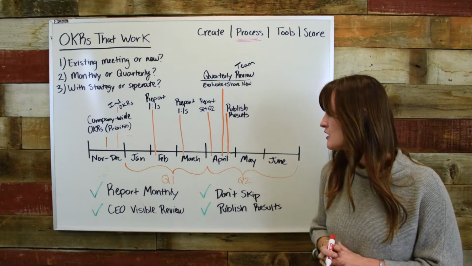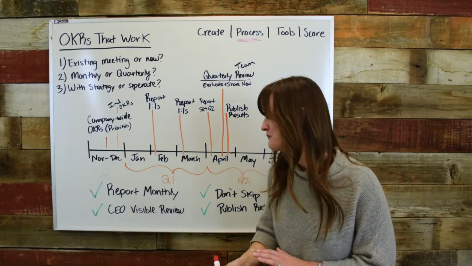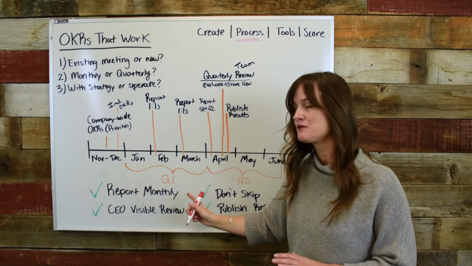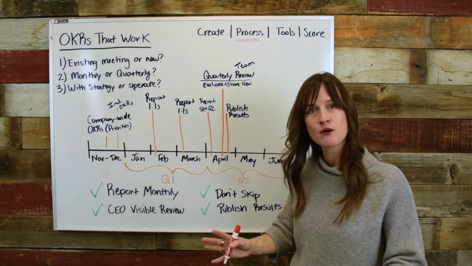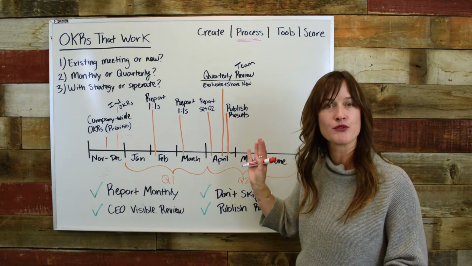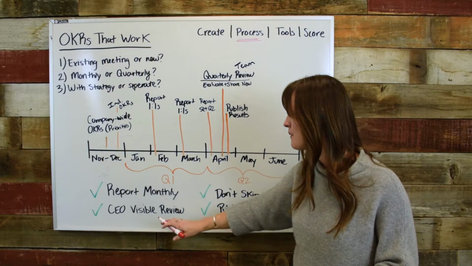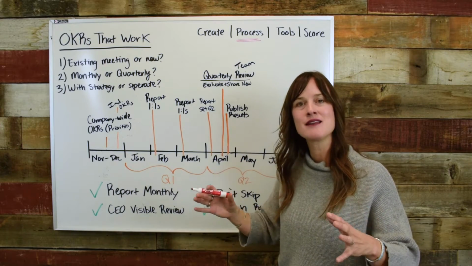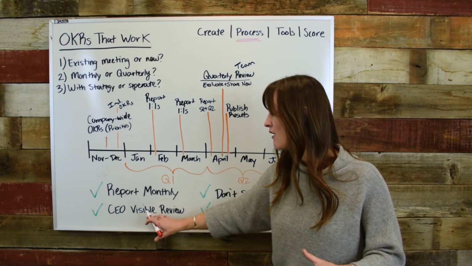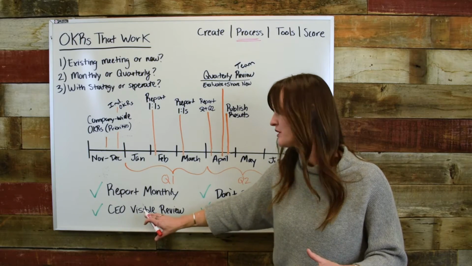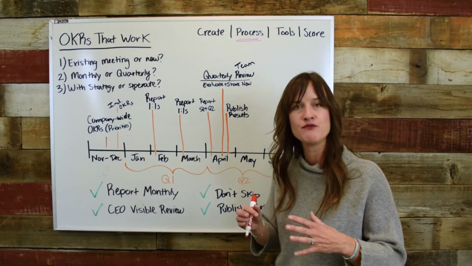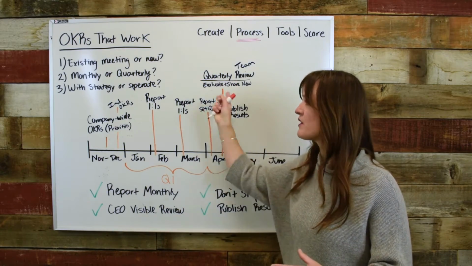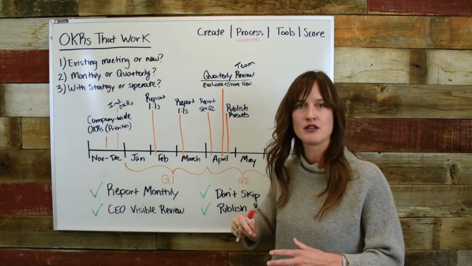Okay? So a couple tips. We always have tips for you. Report monthly. Period. Always report monthly. People won't remember what they're working on otherwise. It really matters that the executives set the example, that you care about the results and you care about reviewing the results, and that you visibly do so. So that is what this is. Otherwise, it's just an administrative exercise.